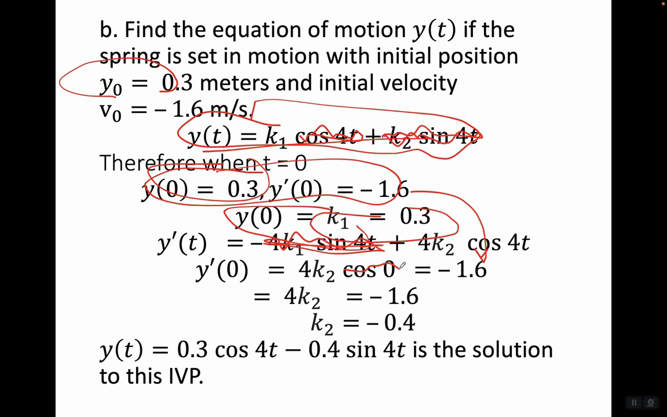So we have 4k2 equals negative 1.6, k2 equals negative 0.4. So y of t equals 0.3 cosine 4t minus 0.4 sine 4t. That's the solution to this initial value problem. Again, that's because k1 is 0.3 and k2 is negative 0.4.